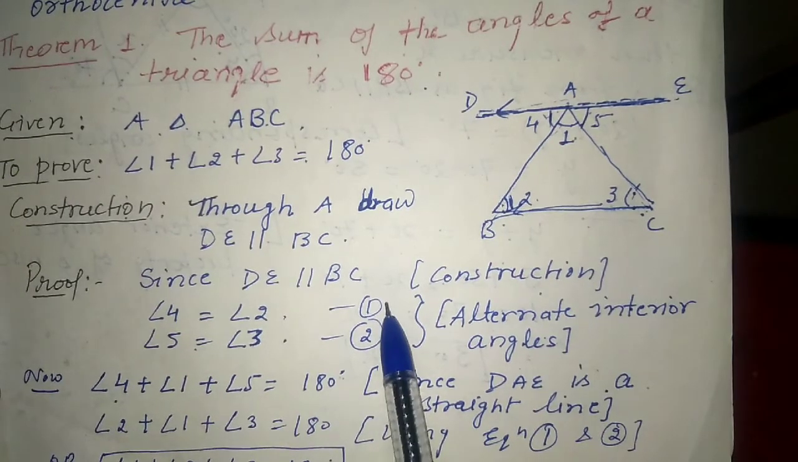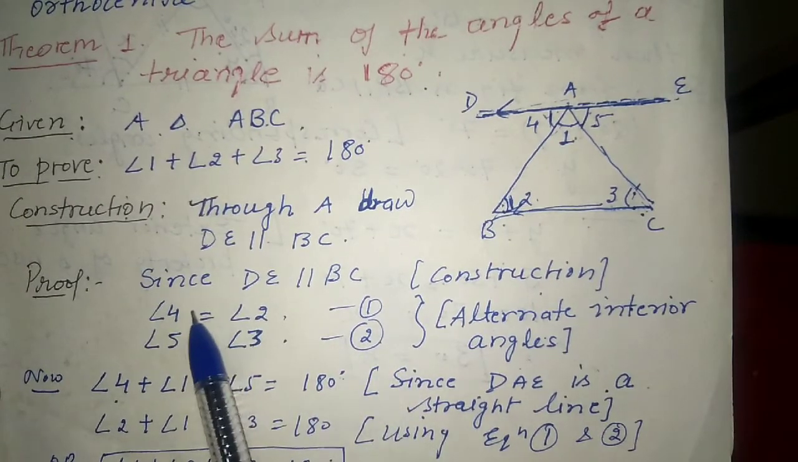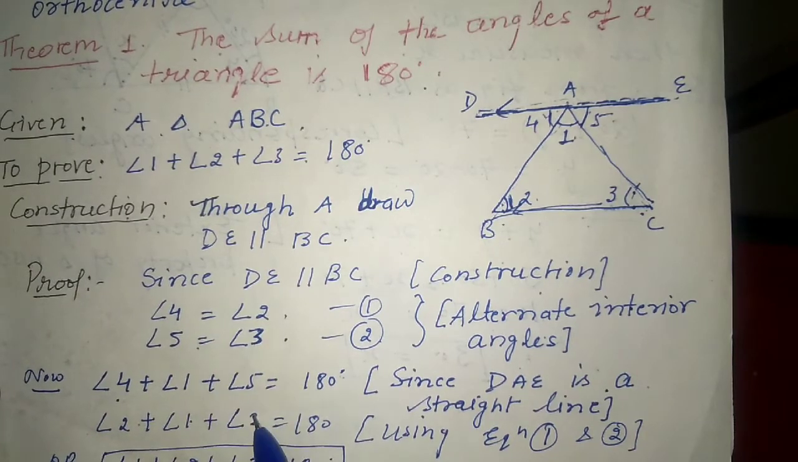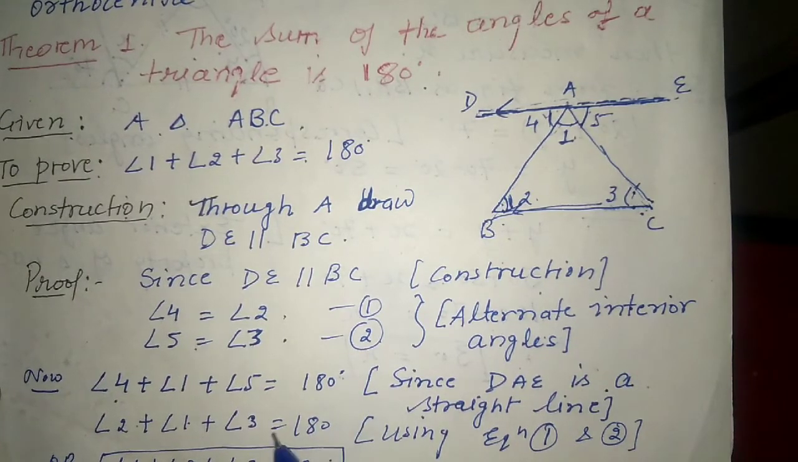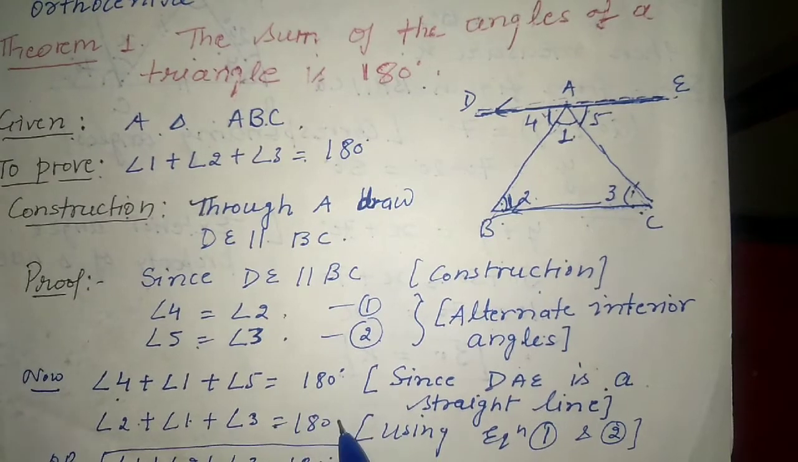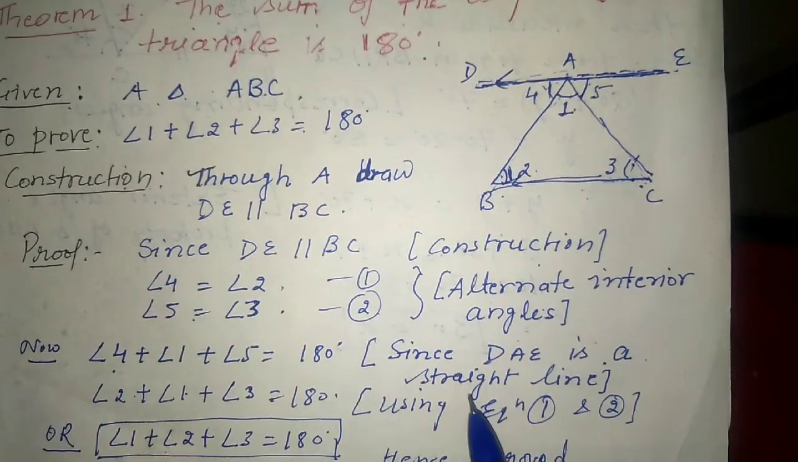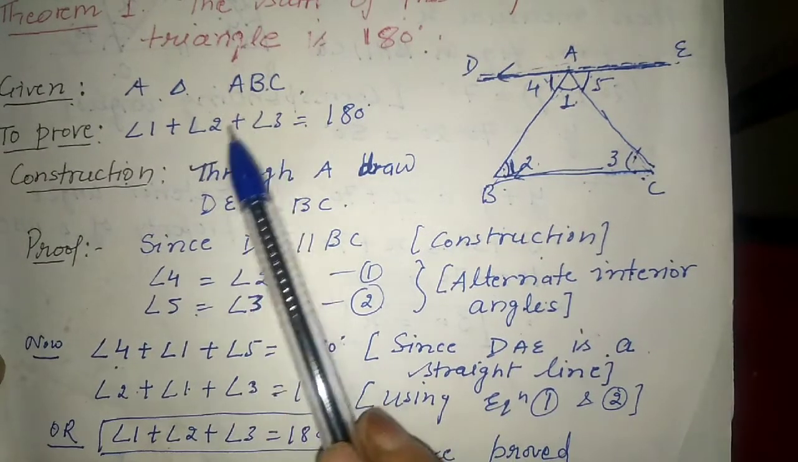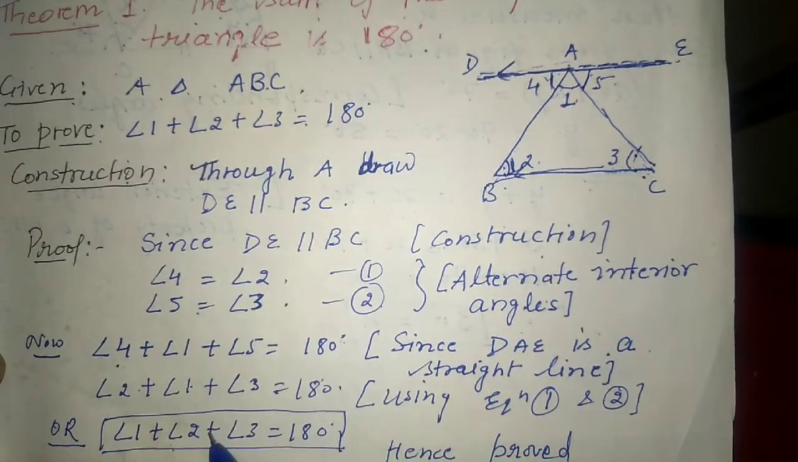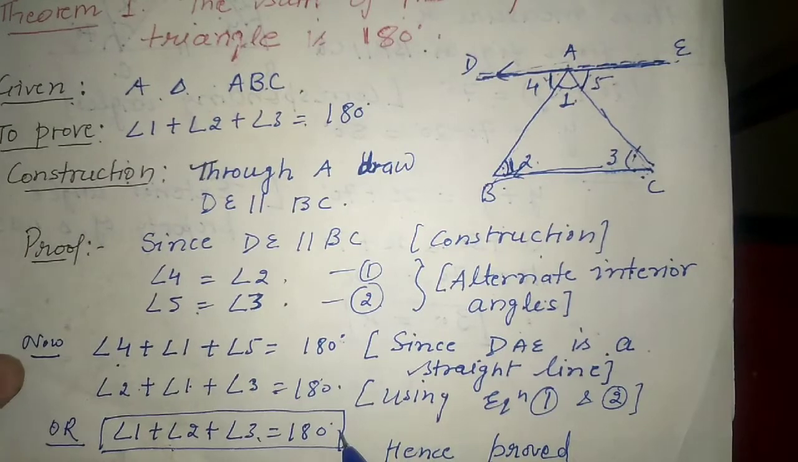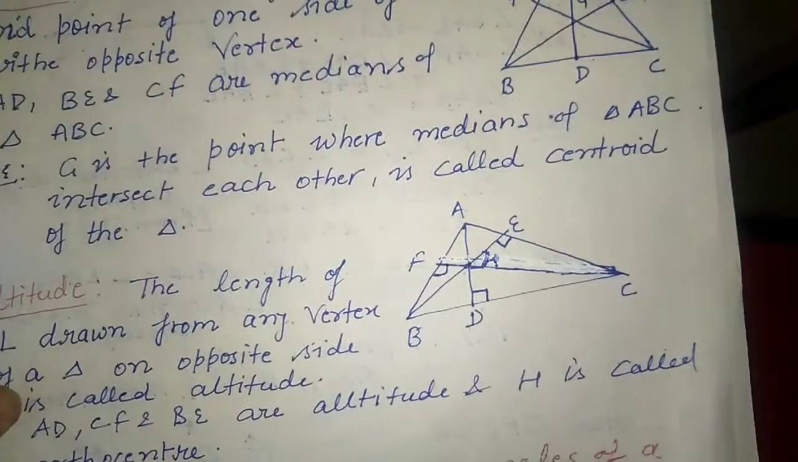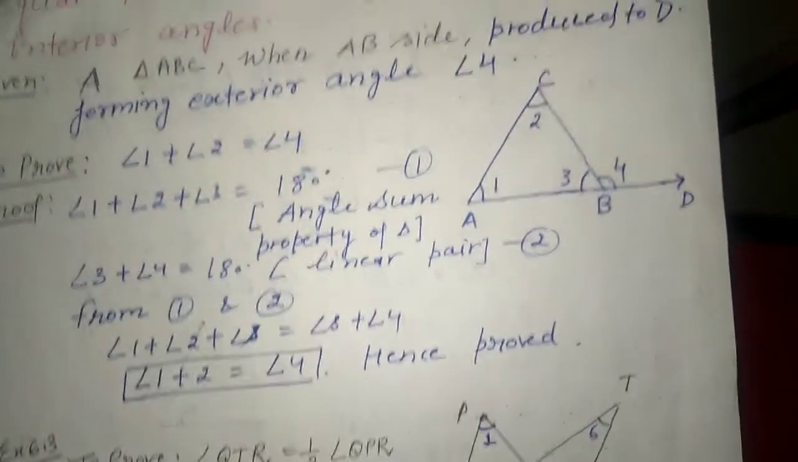Now with the help of equations 1 and 2, we can replace angle 4 by 2, keep 1 as it is, and angle 5 can be replaced by angle 3. That is, these three angles are equal to 180 degrees. So, using equations 1 and 2, we can write them in the order that we have to prove: angle 1 plus 2 plus 3 is equal to 180 degrees. This is the proof that the sum of the angles of a triangle is 180 degrees.